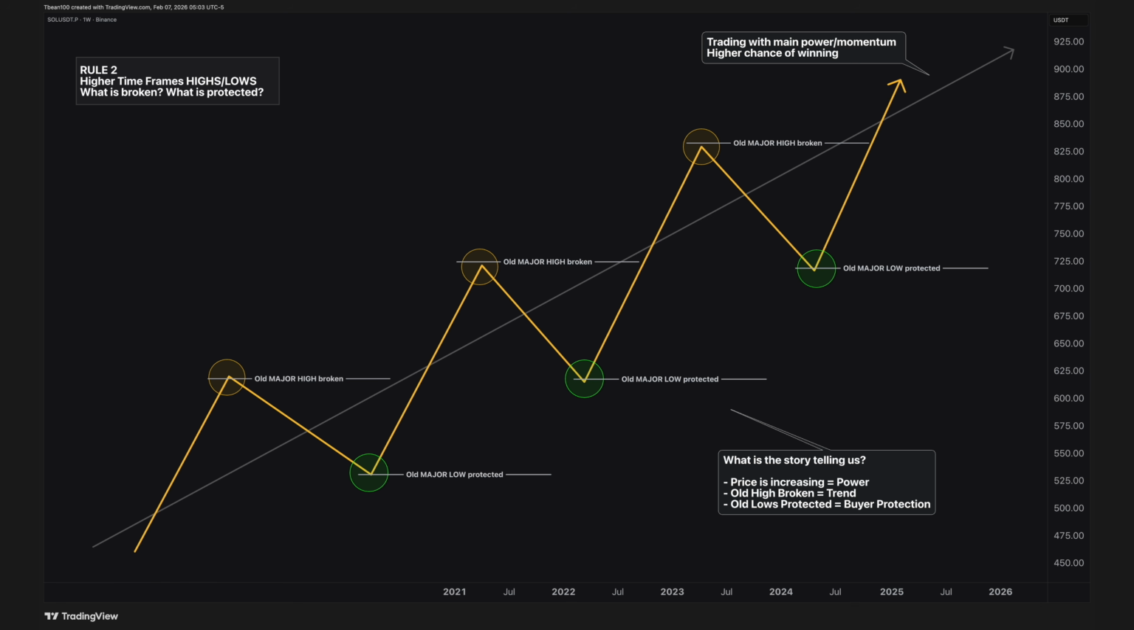If the price is moving from one point to a higher point, first of all, that shows the strength and power of the buyers. When this is happening and the old highs keep getting broken, it clearly means you have a trend in place. And if most of the lows are being protected and the price is not even touching them, this is another strong buyer protection signal.